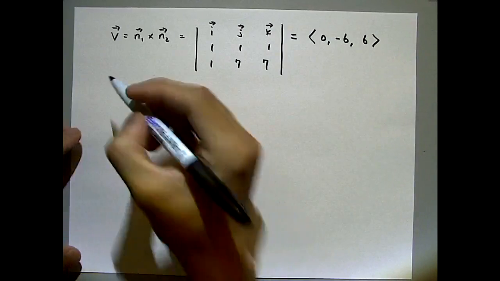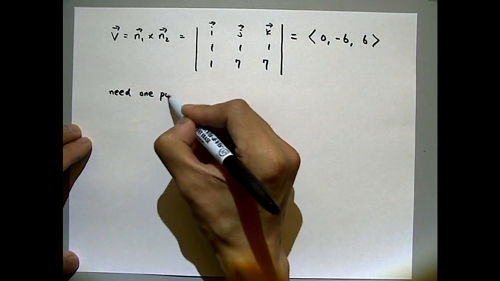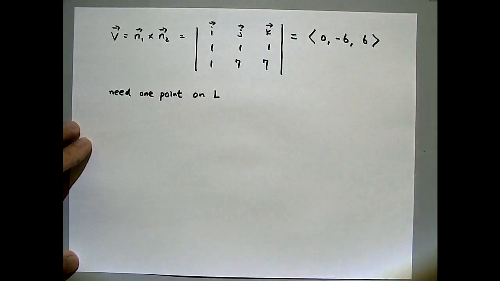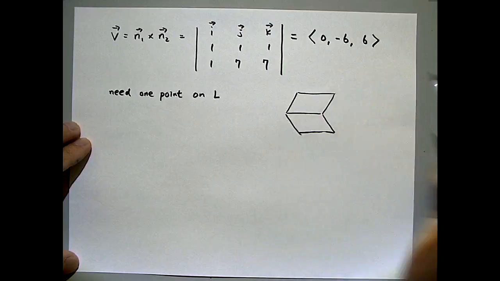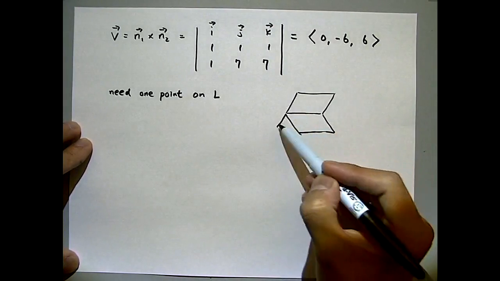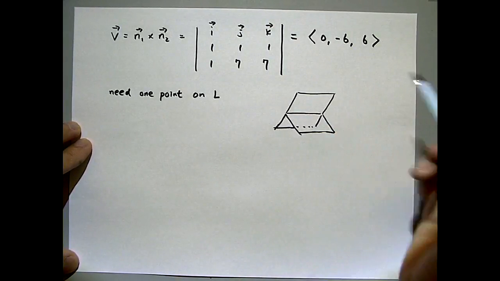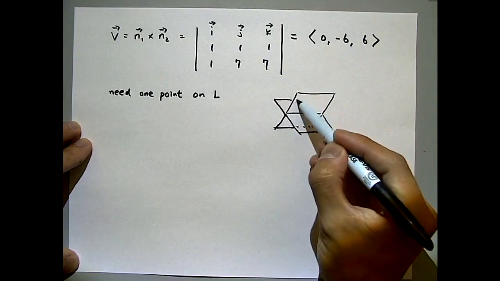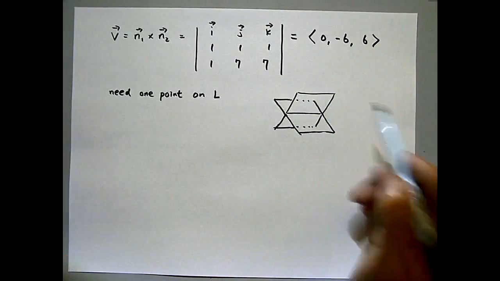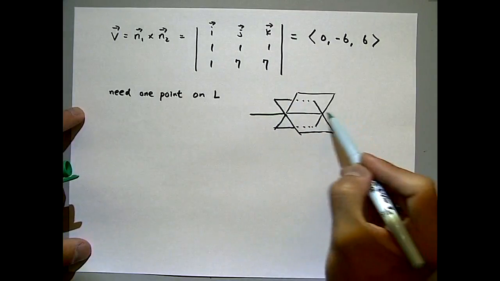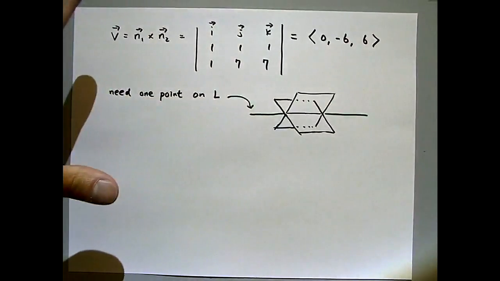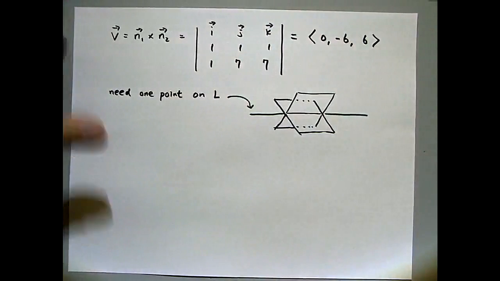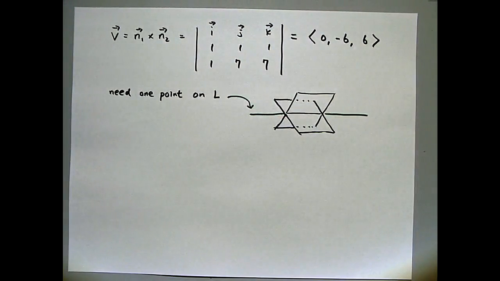The next thing we need is one point. Let me bring back the situation we got here. That line and both of these planes actually extend forever. We're only seeing a small part of it, but they actually extend to infinity in all directions. And so, therefore, we just need one point somewhere on this infinite line here. Just one point. That's all we need.